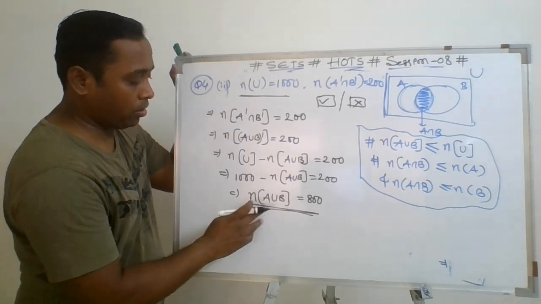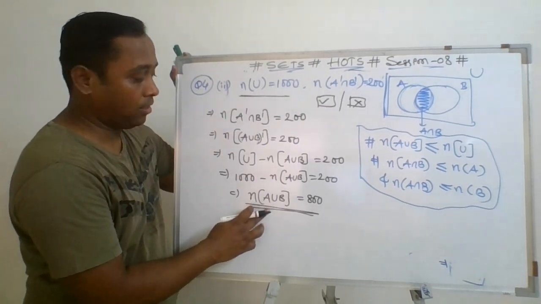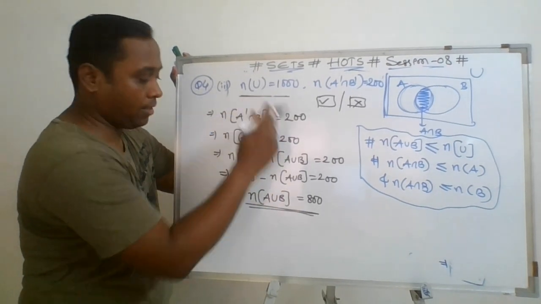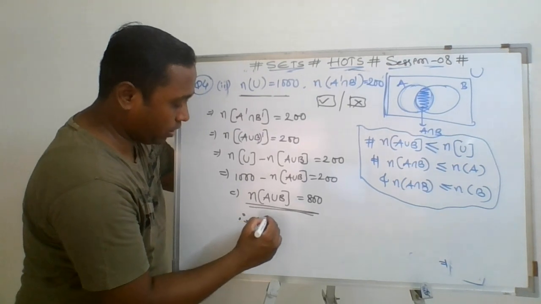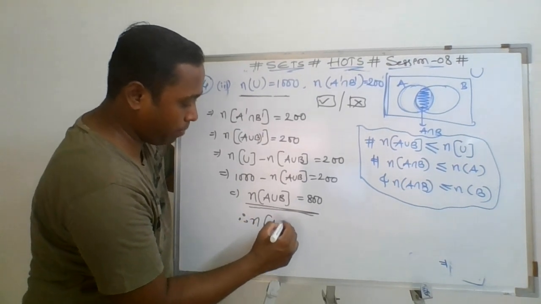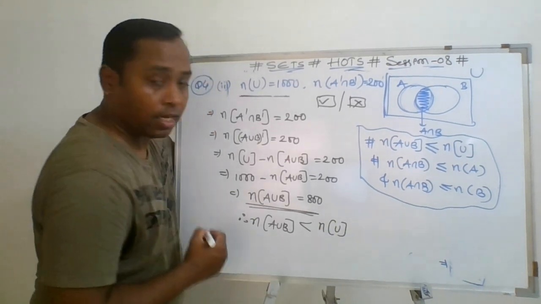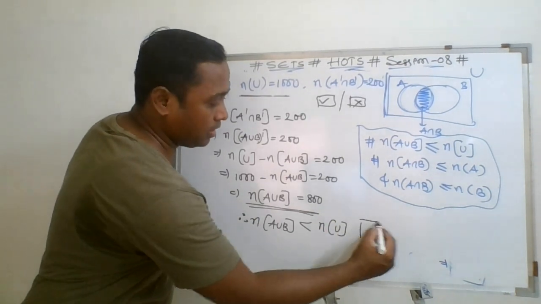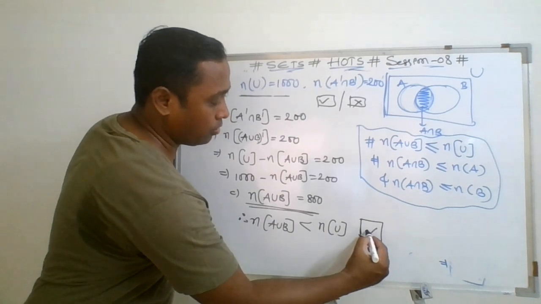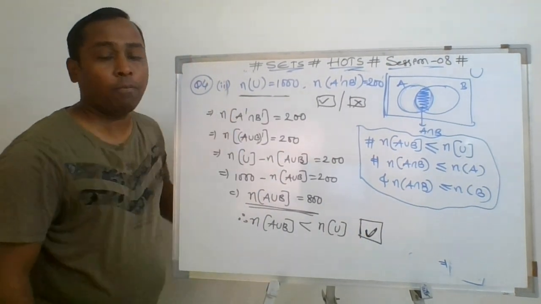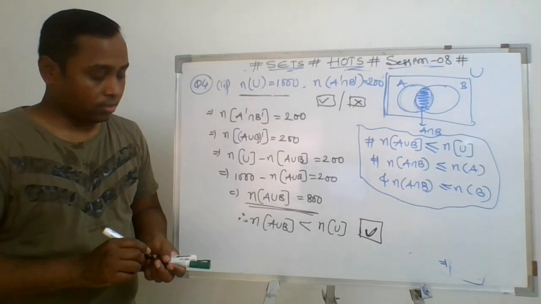So now I just need to check whether the union which I have obtained, 800, is less than the universal set. What I got here, the number of A union B, is less than the number of U. Hence, I can say yes, the given statement is true, correct. It means the given values are appropriate. So this is a way.